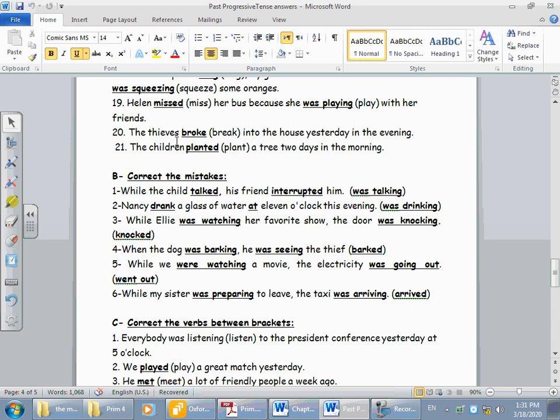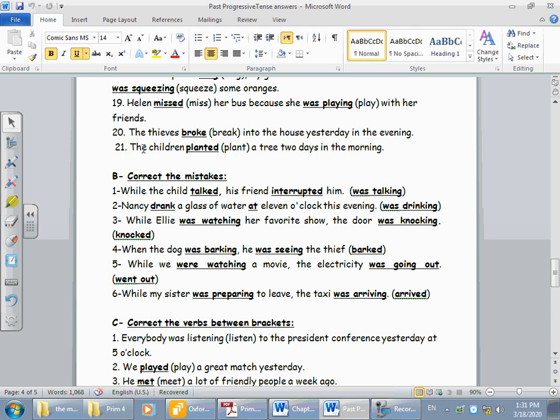Number 20: The thieves break into the house yesterday in the evening. So it should be the thieves broke into the house yesterday in the evening. We don't have here a specific time.